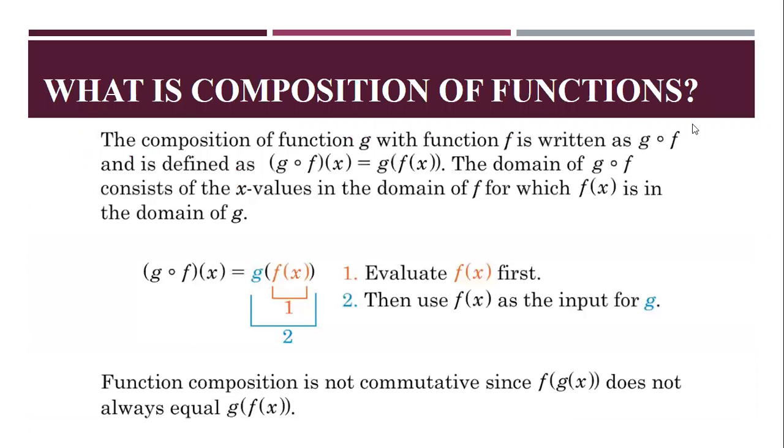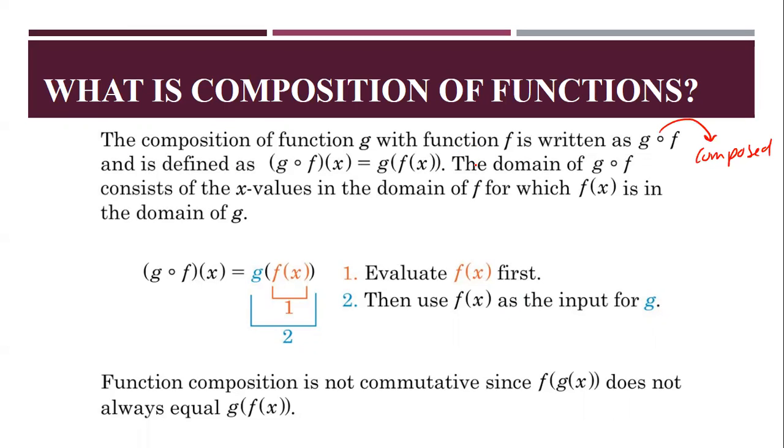So let's start off by defining what a composition is, okay? So what is a composition? Basically, a composition is written as G, this little circle, that means composed. So this little guy right here means composed, okay? G composed of F is how this is read. That's what that open circle means. G composed of F. It's written for you.